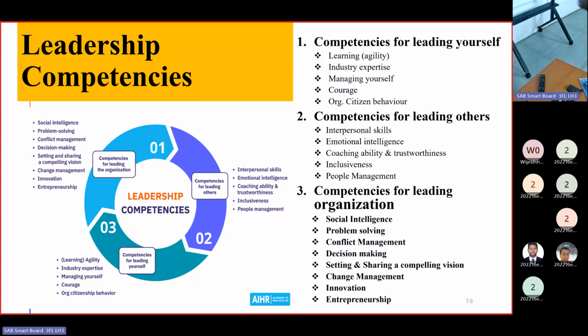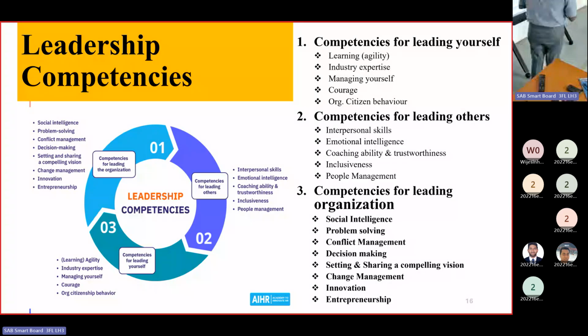So there are 3 components. First, competency for leading yourself. First, you have to lead yourself. I told you last week: you are a third year, first semester student, where do you want to be in 2029? Can you remember the example? So lead yourself. You have to learn, get experience, manage yourself. You have to have courage, which means commitment, and organizational citizenship, so you have to commit to the organization.